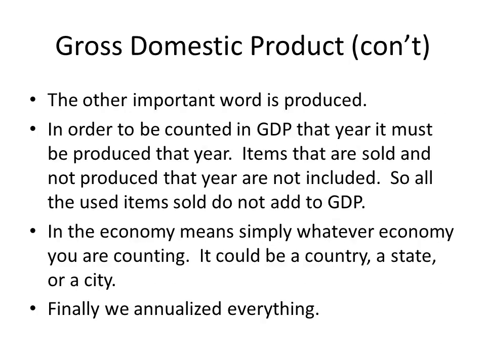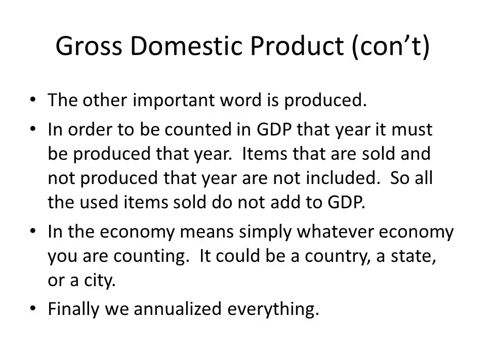The other important word here is produced. In order to be counted in GDP that year, it must be produced that year. Items that are sold and not produced in that year are not included. So all the used items sold do not add to GDP. So for instance, I have an older home. If I sell it to somebody, it's not included in GDP. The only houses that are going to be sold and counted in GDP are new homes. That's the reason we have such a great interest in new housing starts when we measure GDP and talk about the economy.